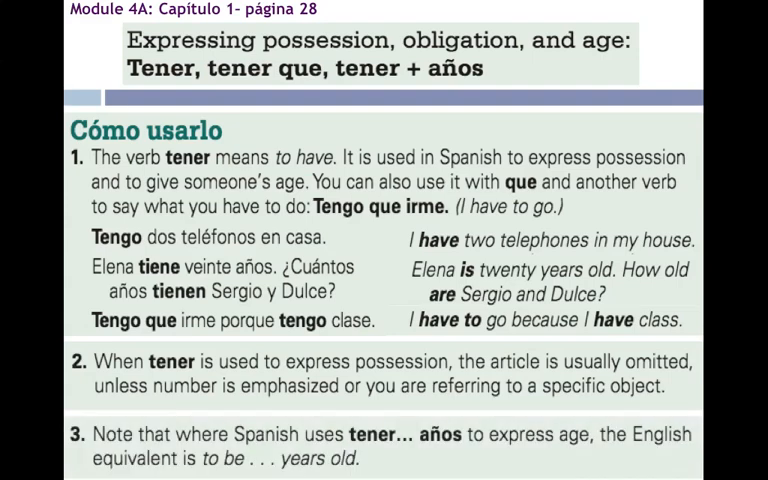Note that where Spanish uses tener años to express age, the English equivalent is to be a certain age. How old are you? I am 25. So we're using the verb to be. But in Spanish, how many years do you have? I have a certain number of years.